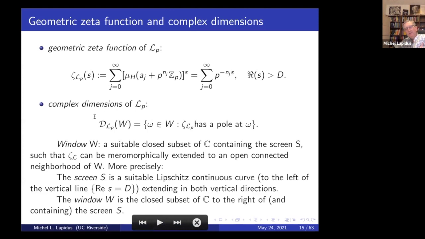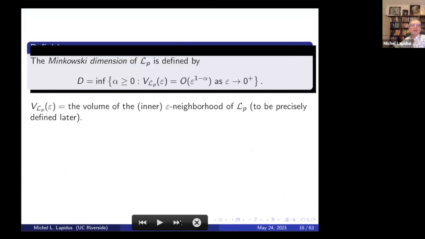In many cases, for example, for self-similar strings, p-Adic self-similar strings, we'll have continuation to the whole complex plane, in which case you don't have any ambiguity. But for the general theory, you have to be a little more precise. And I prefer not to go into the notion of window, screen, etc., which are essential to precisely define all the theorems, but I just want to give the idea, not go into the details. You can find all the details in the papers if you're interested.